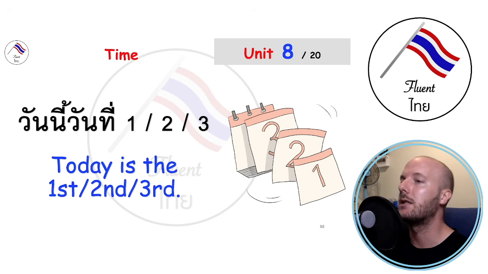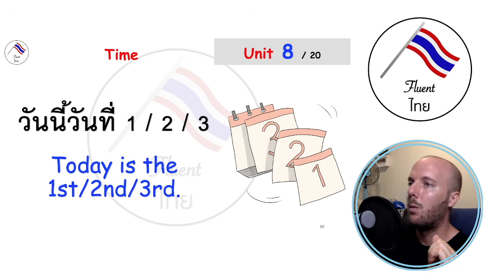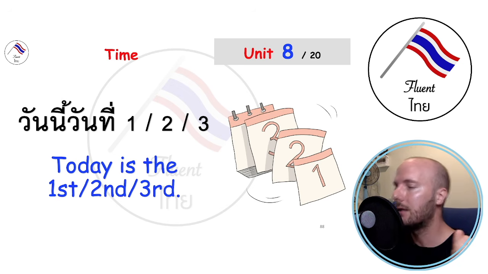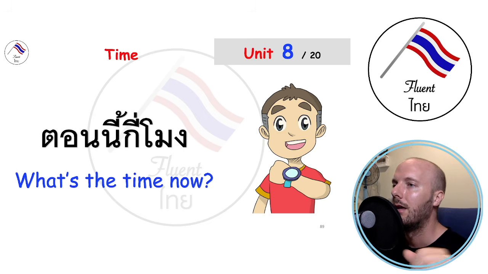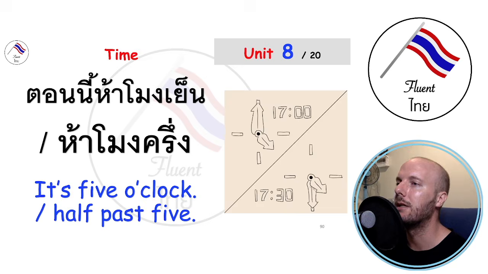So if you want to say today is the first, you would say วันนี้คือ or วันนี้วันที่1. So you would say วันที่1 ที่2 ที่3. What's the time now? So they actually use the phrase กี่โมง. So กี่ is how many, โมง is like o'clock. So now how many o'clock is how they say what time is it.